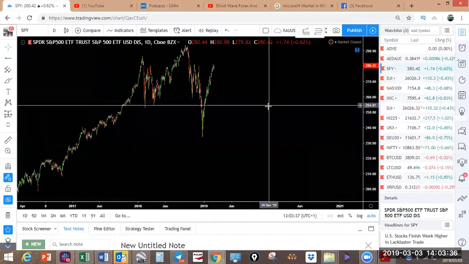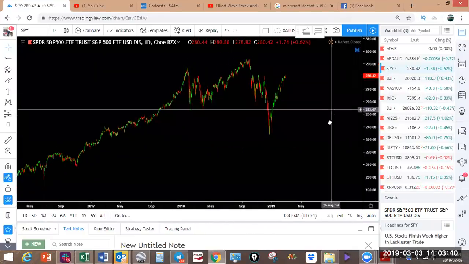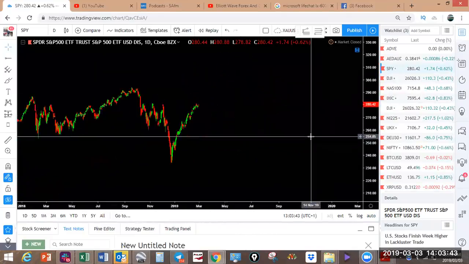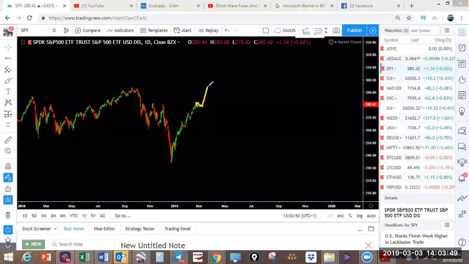The indices, guys, there isn't really any new update here. I'm just going to show you here. You are only looking for continuation patterns, and you're looking for these structures here. Every time you get corrective structures, you're getting a push higher.